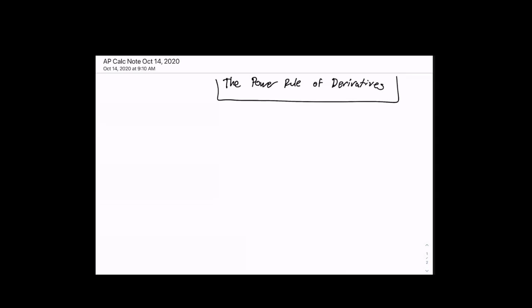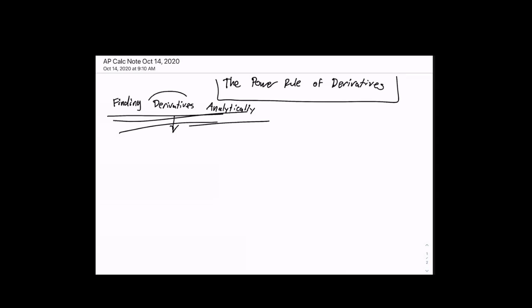So the idea here, as we're looking towards this next unit, is finding derivatives analytically. That's the whole purpose for this session and this unit. We talked about limits in our last unit, and then we transitioned from limits to how to find the derivative using the definition of the derivative.